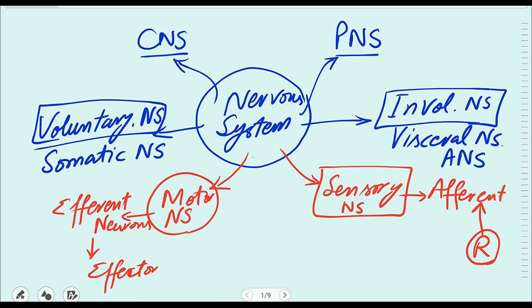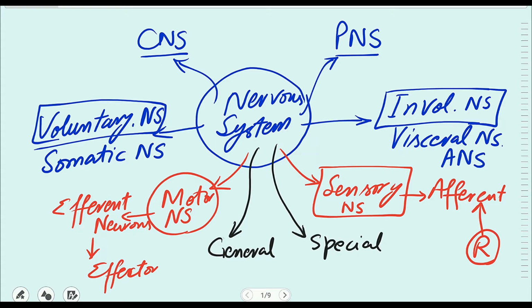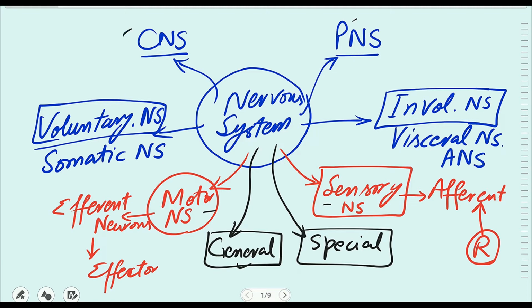There is another classification of the nervous system on the basis of its functions. The functions of the nervous system can be general and can be special. Whether the functions are motor or sensory, they can be general and they can be special. I will explain shortly. So you can see that we have divided the nervous system into central and peripheral nervous system, voluntary and involuntary nervous system, the motor and the sensory nervous system, and a general and a special kind of nervous system.